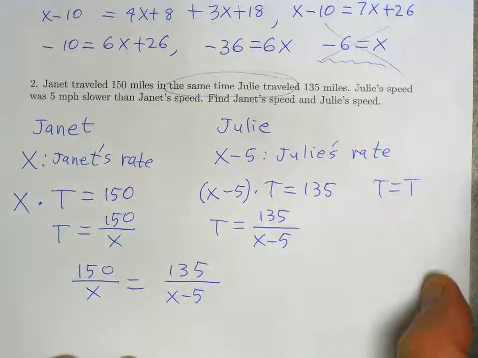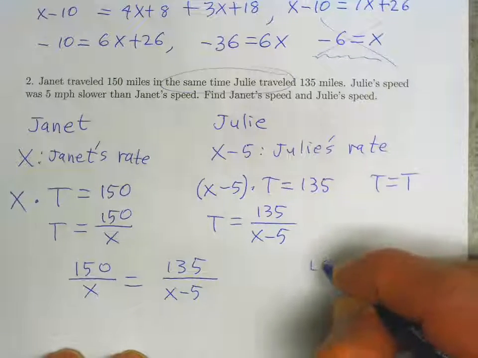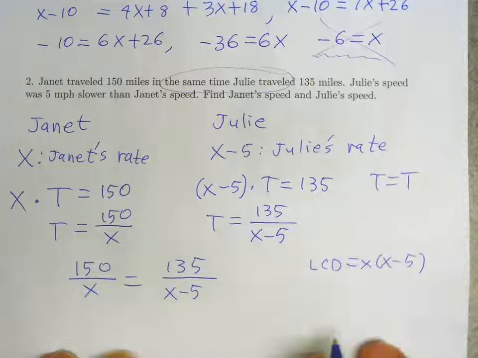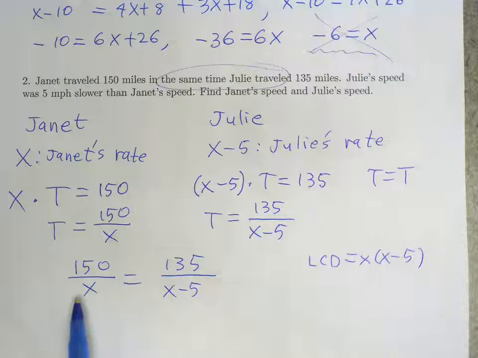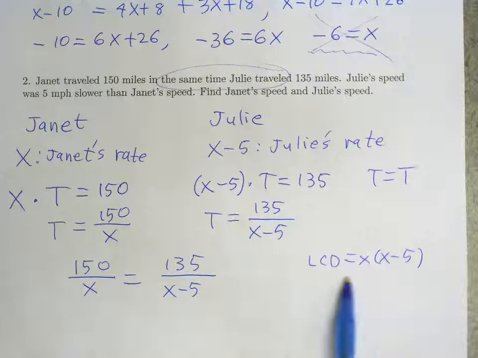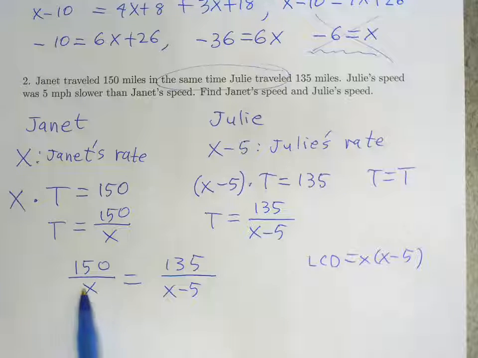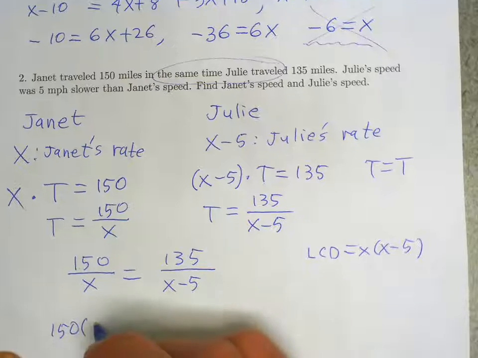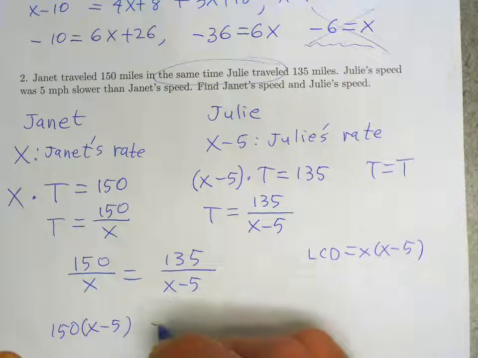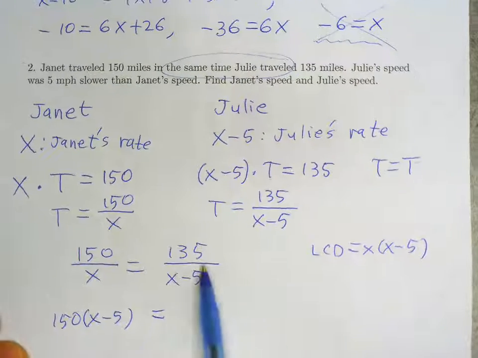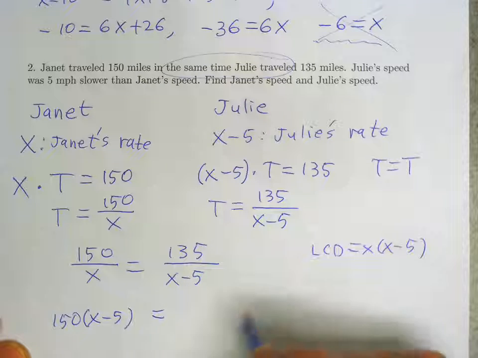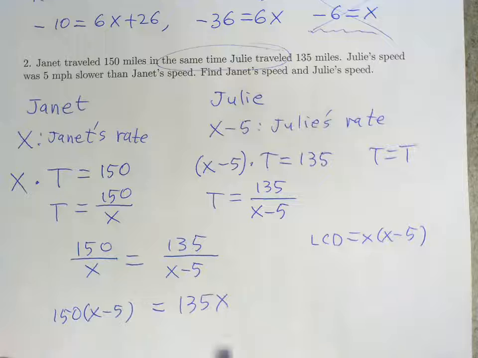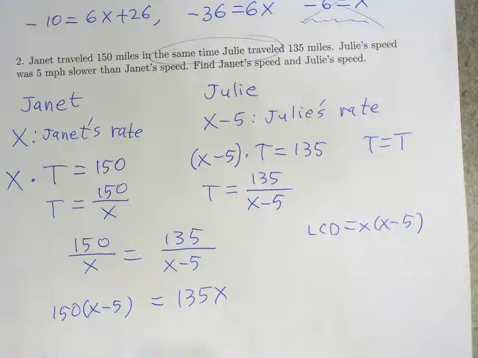Okay, so we're down to about 20 seconds. The least common denominator is x times x minus 5. And I'll just do one more step. When you multiply both sides of the equation by the least common denominator, the x is canceled, so this becomes 150 times x minus 5. And on the right-hand side, the x minus 5 factors cancel, so you just get equals 135 times x. And then you can solve the rest of that on your own.